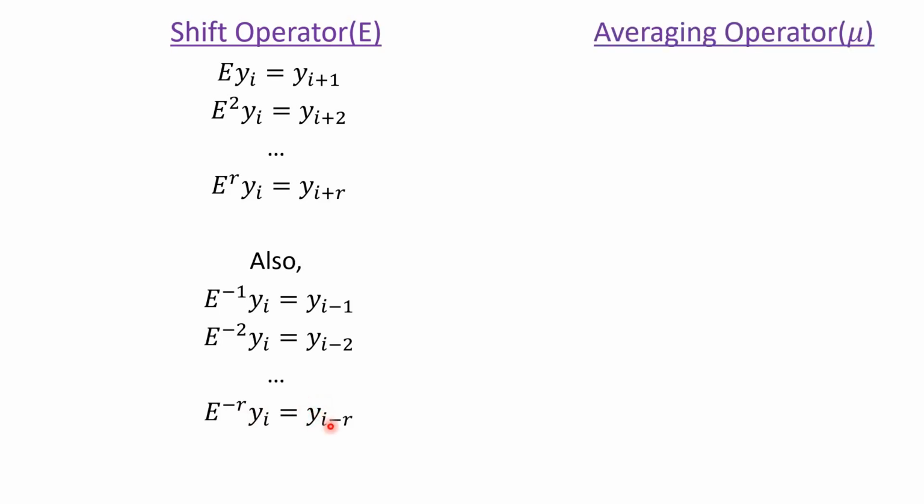And the next is the averaging operator mu. So mu of yi is equal to half times y of i plus half plus y of i minus half. So this is the averaging operator. So these are the difference operators: forward difference operator, backward difference operator, central difference operator, shift operator E, and averaging operator mu. Now let's see relations between these operators.